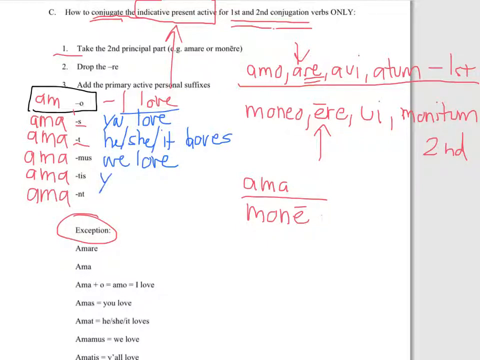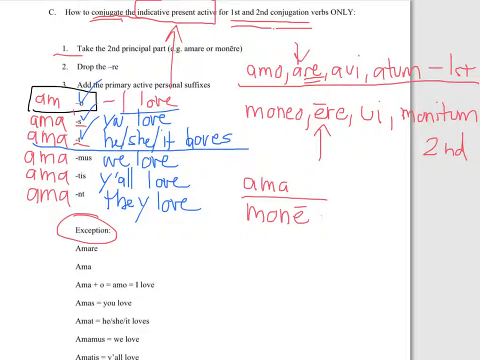And then you plural. We can do it like this if you wish. It'll make it a little clearer. Y'all love. And then finally, they love. The different endings communicate to you which person and number it is. The first three are singulars: I, you, and he, she, and it. The second three, we, y'all, and they, are plurals. The suffixes -o, -s, -t, -mus, -tis, -nt indicate the person and the number.